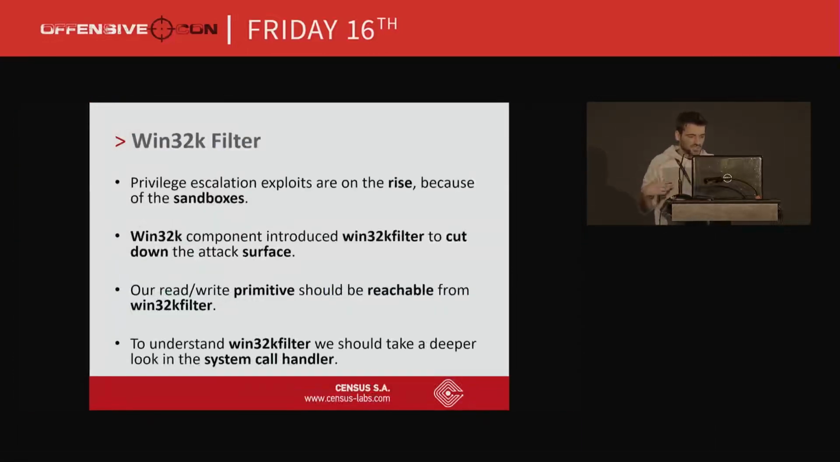So privilege escalation exploits are on the rise because of the sandboxes, right? So the Win32k component introduced the Win32k filter to cut down the attack surface. So our read-write primitive should be reachable from that Win32k filter. And in order to understand the Win32k filter, we should take a deeper look at the system call handler.